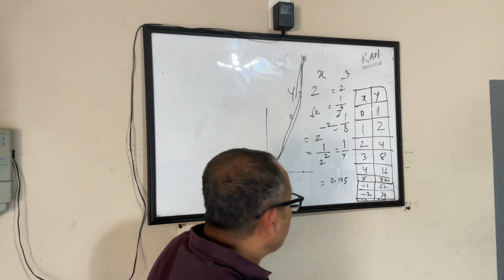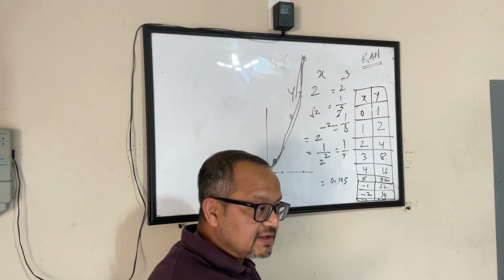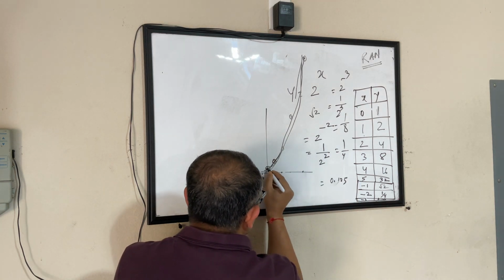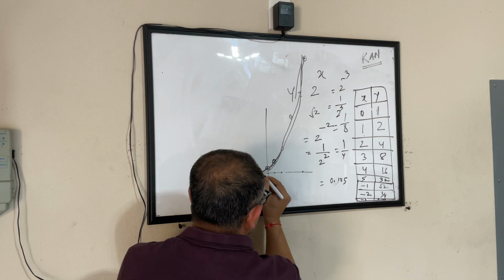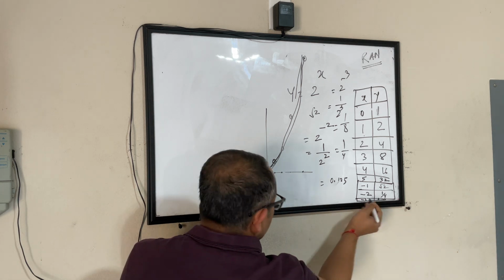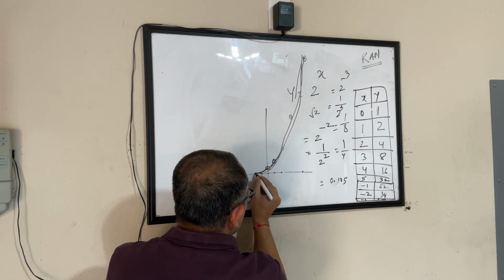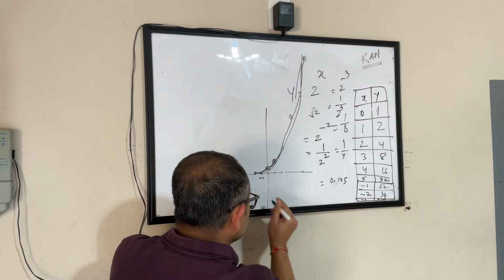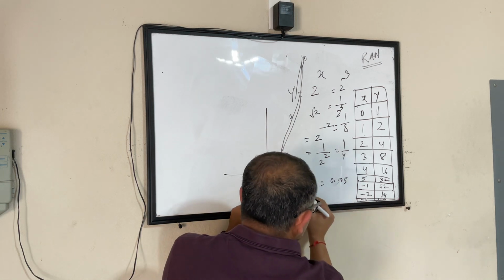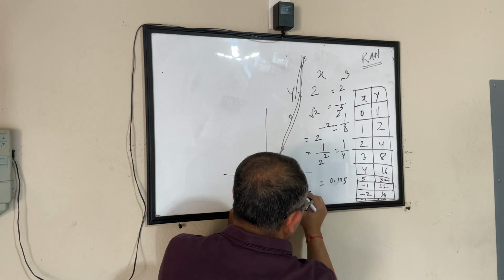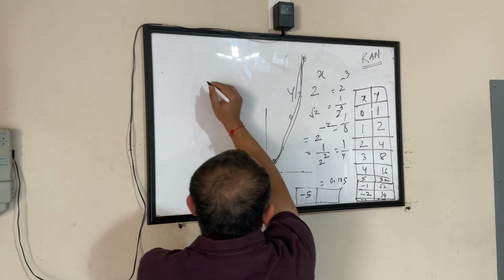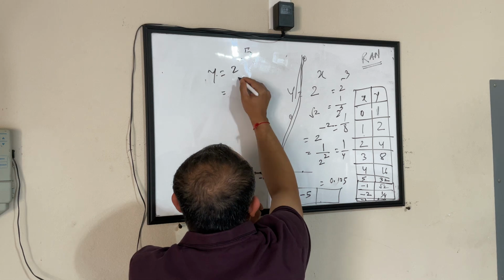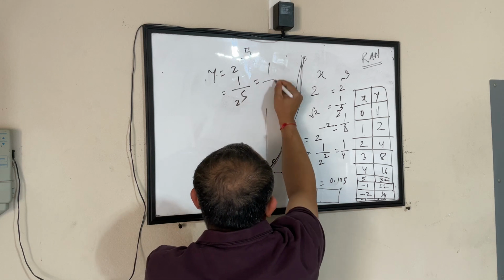Now you'll ask what exactly this is trying to do. If I put minus 1, it came very close to 0. Going further, it is very close to coinciding with the x-axis. If I had gone with minus 5, when x was minus 5, what would the corresponding value of y be? y equals 2 to the power minus 5, or 1 by 2 to the power 5, or 1 by 32.